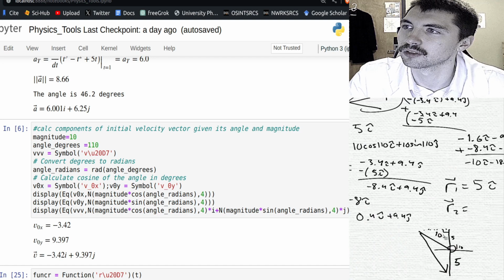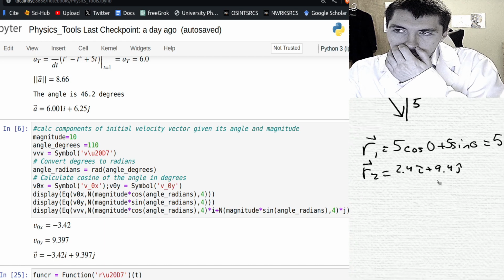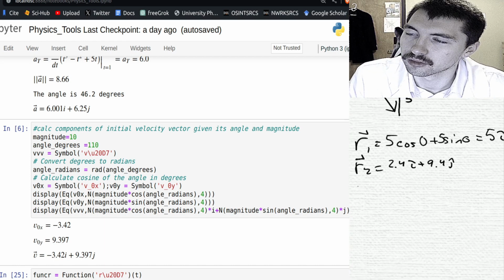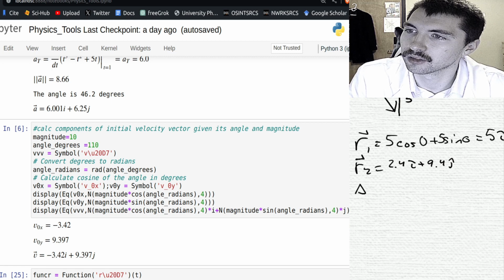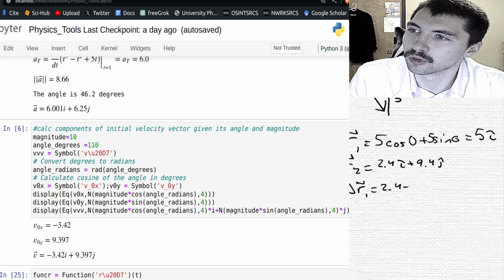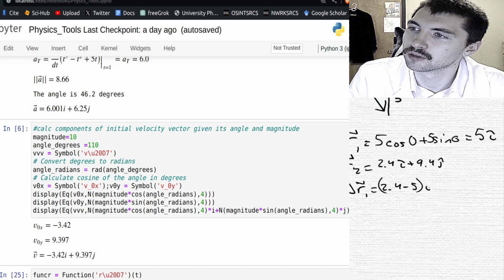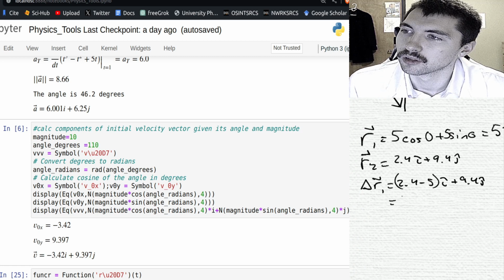Did I already do this? Okay. Okay, so delta R1 is going to be 2.4 minus 5. Okay, so that's going to be negative 3.6. Negative 2.6.